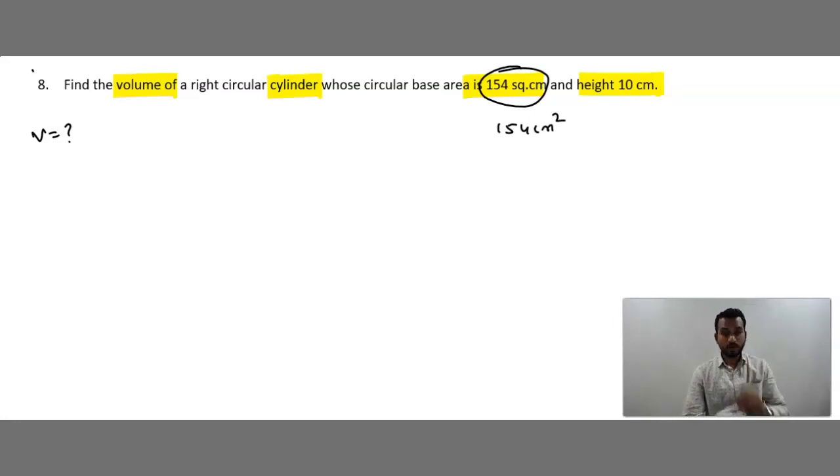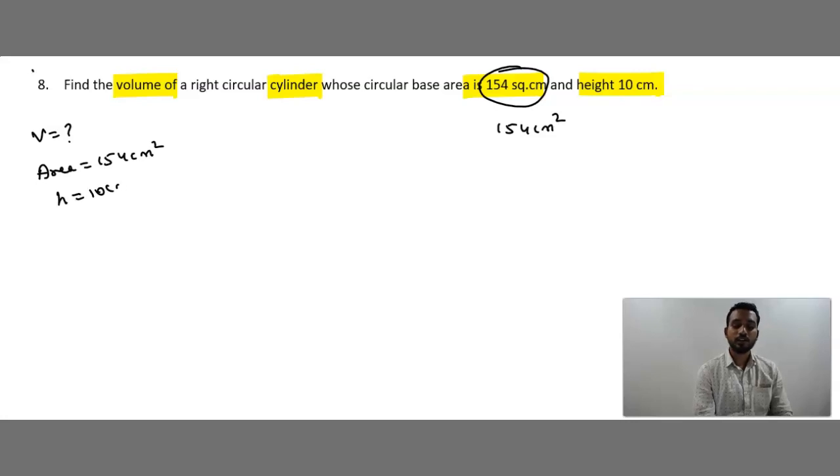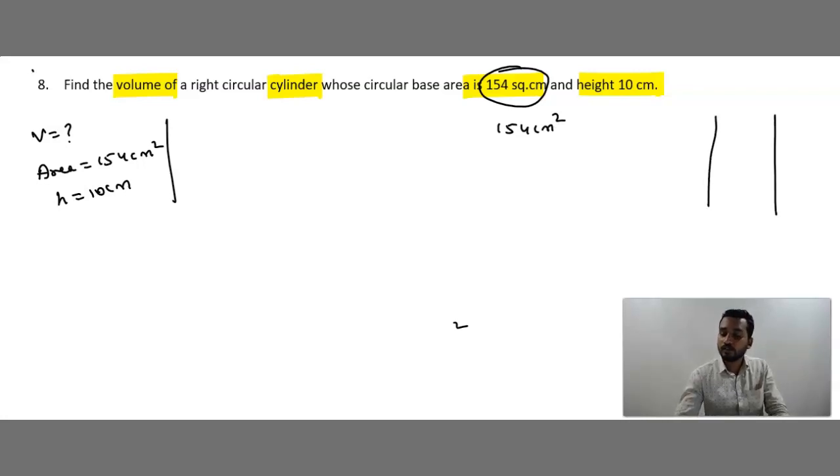For whom do we get square? Only for area, right? Whose base area has been given. That's nothing but base area is 154 and height is 10 centimeters. Here, one thing we can notice: it is a cylinder whose base area is given. So this is the base area. Can you see the hatching part? This is the base area. We know that this area is in the shape of a circle.